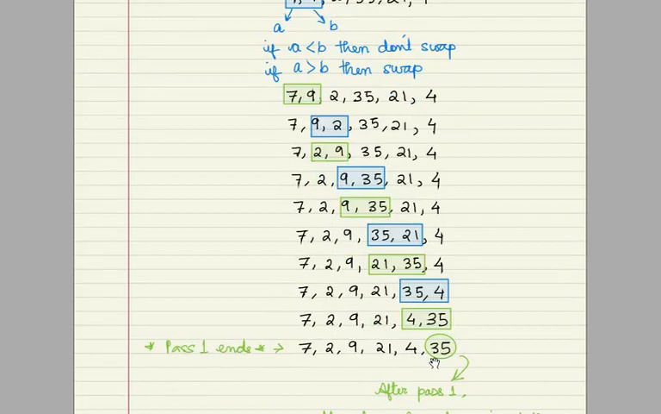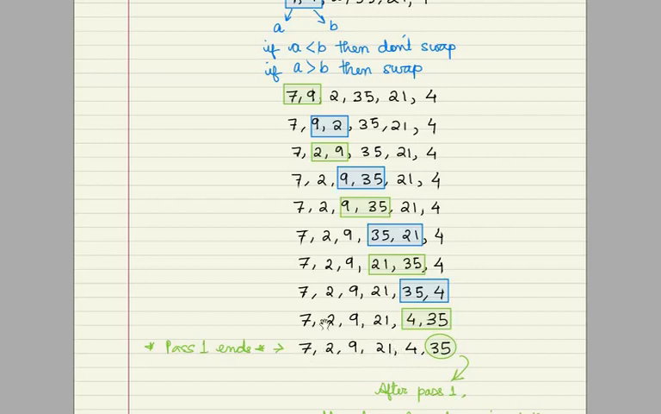So in the second round we need not consider 35 anymore, because in the first round we know that, according to the algorithm, the highest value will come to its right place. So in the second round we will only consider 7, 2, 9, 21 and 4. The blue box will be created for 7 and 2, and it will be shifted one by one until the last 2 elements are reached.